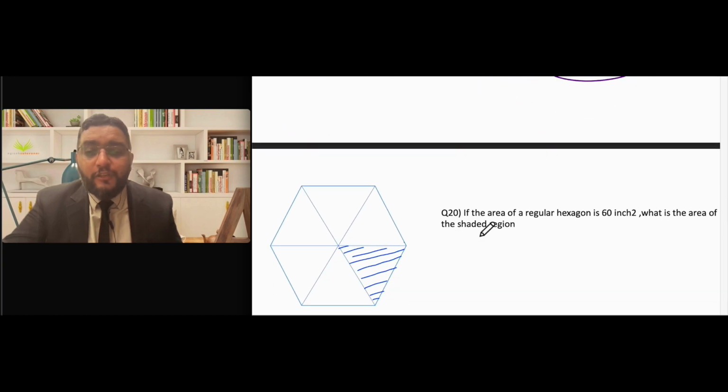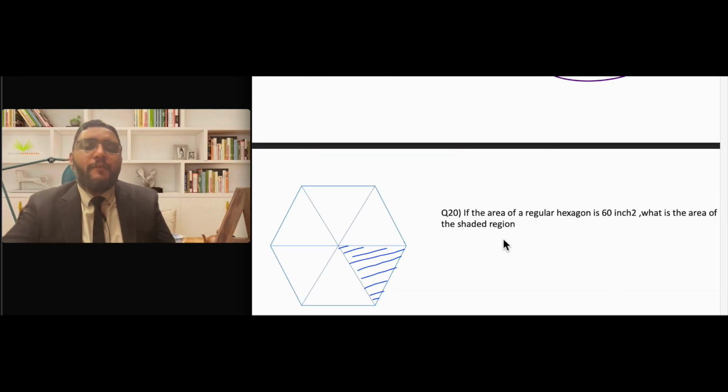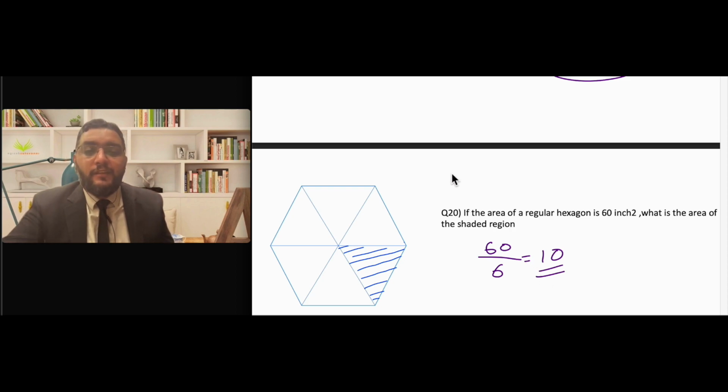The last question, question 20. If the area of the irregular hexagon is 60 inches squared, what is the area of the shaded region? You know that all of these triangles are congruent, and they have the same area. So if the area of the whole hexagon is 60, we'll divide 60 by the number of triangles. Count them, 6, so it will be 10. So the area of the shaded region is 10 inches squared.